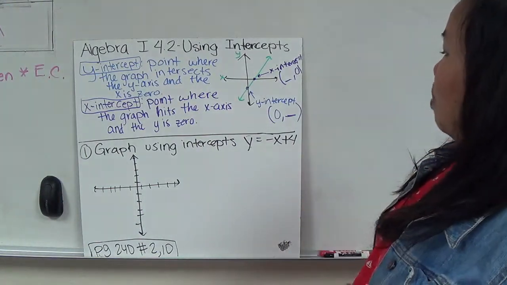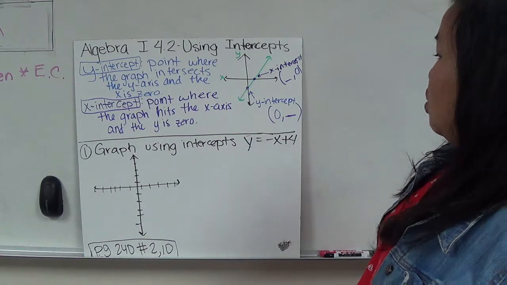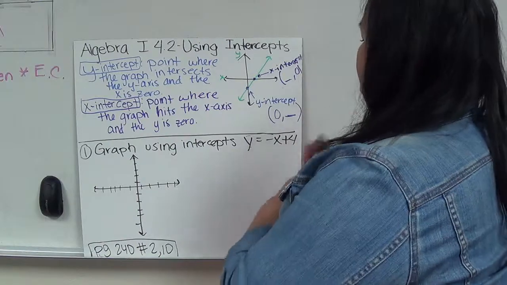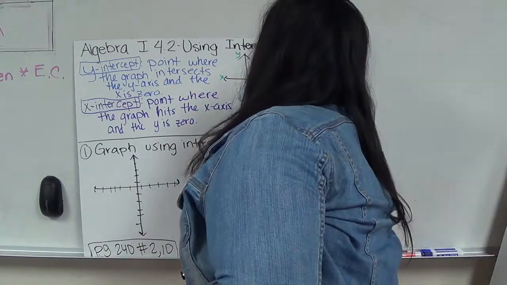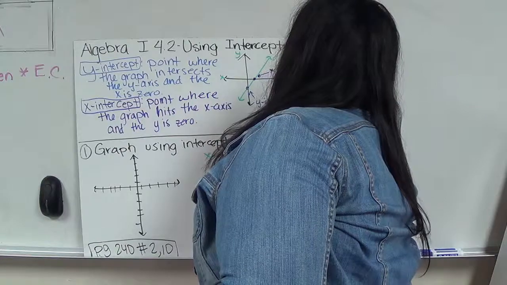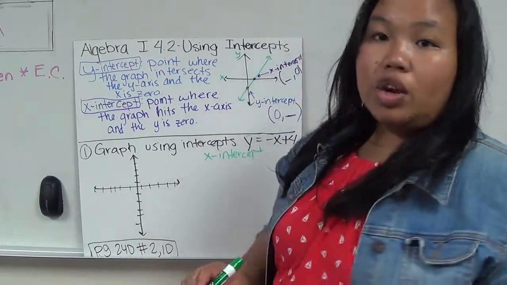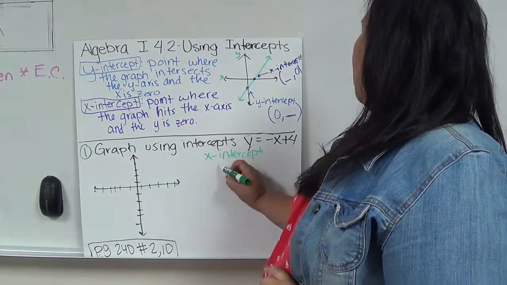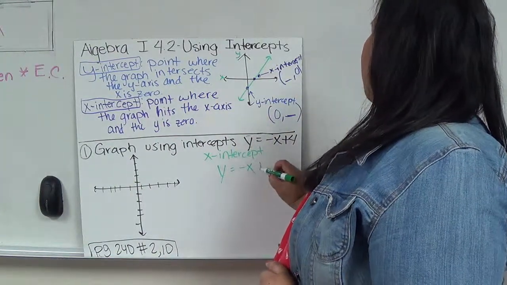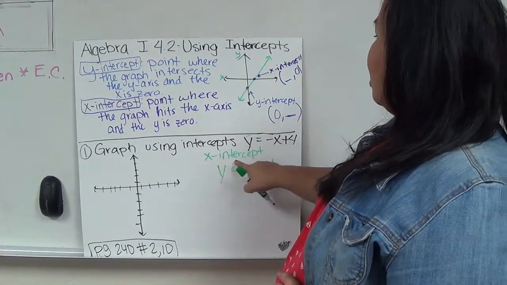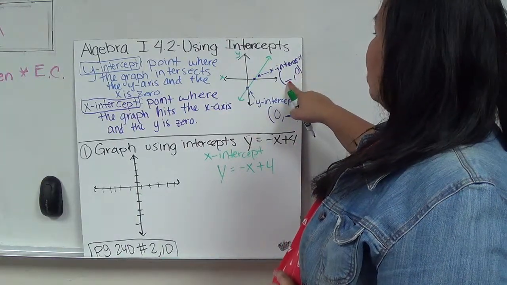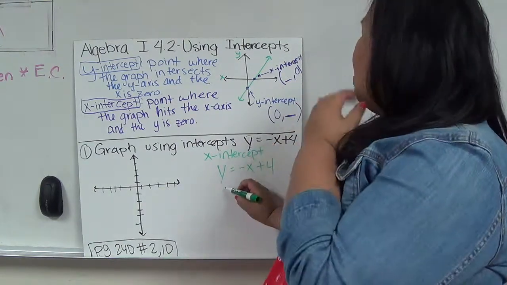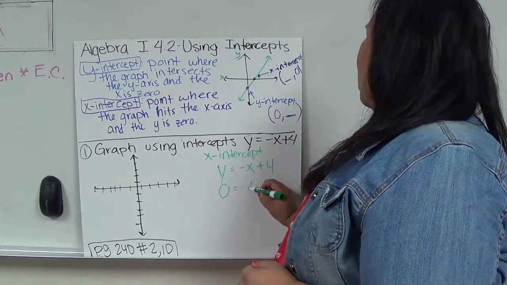So, number 1, it wants us to use intercepts. So basically what I'm going to do is start with the x-intercept. I can only solve an equation if there's only one missing variable. But in this equation there's two. It's y equals negative x plus 4. But because it's an x-intercept, that means that whatever my x-intercept is, my y has to be what? 0. So I'm going to put in 0 for y: 0 equals negative x plus 4.